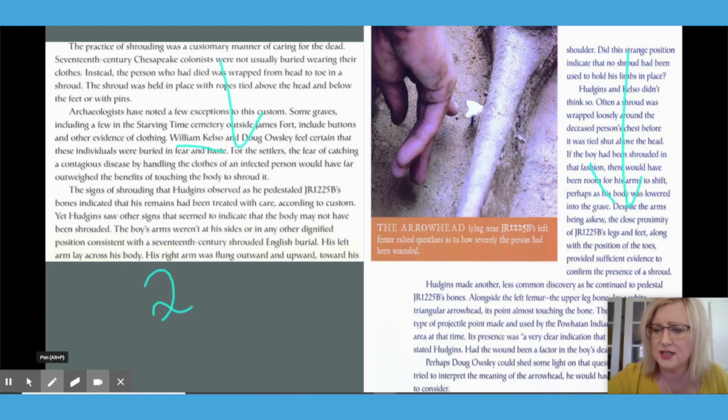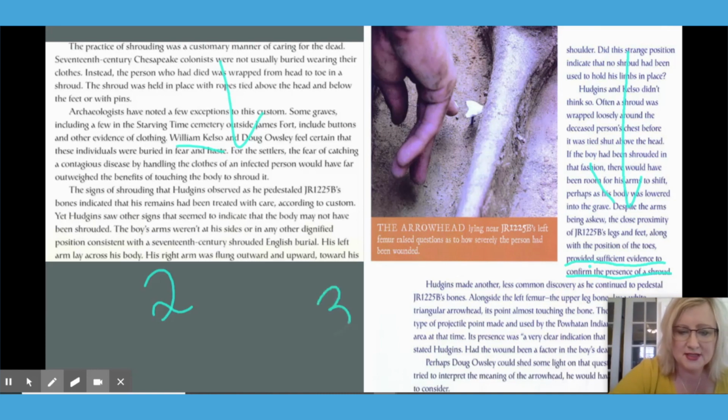So see, this says it provided sufficient evidence to confirm the presence of a shroud. So you could maybe ask them either that question as a level 2, or another level 2 could even be, describe the process that Hudgens and Kelso followed to determine if JR1225B had been shrouded. So the shrouding could be a great level 2 question.